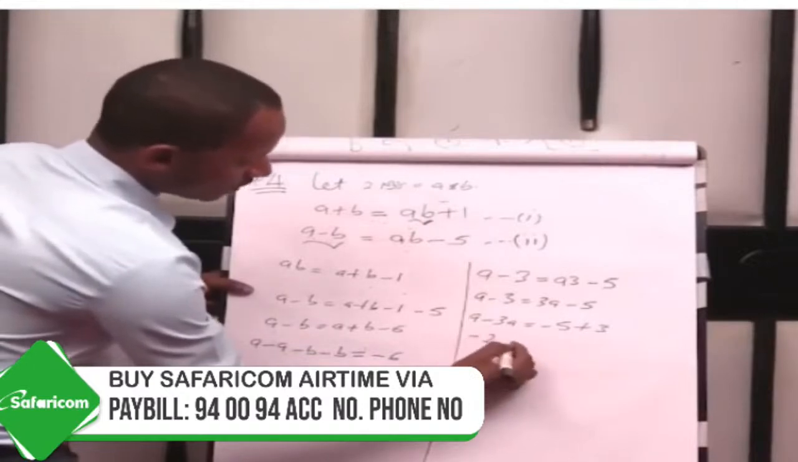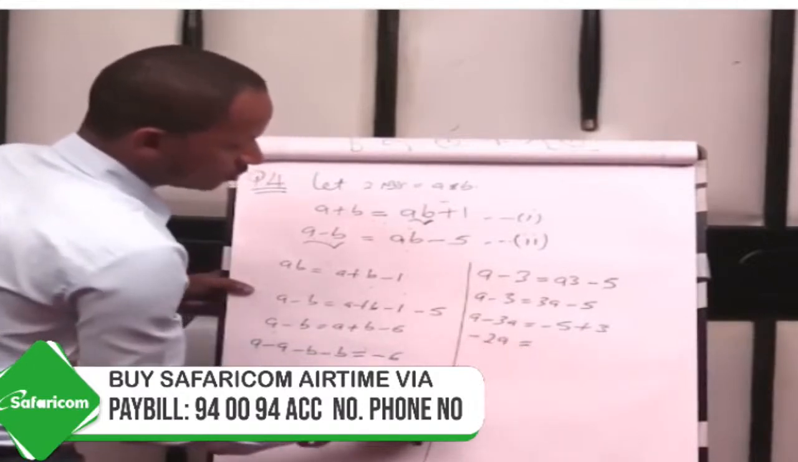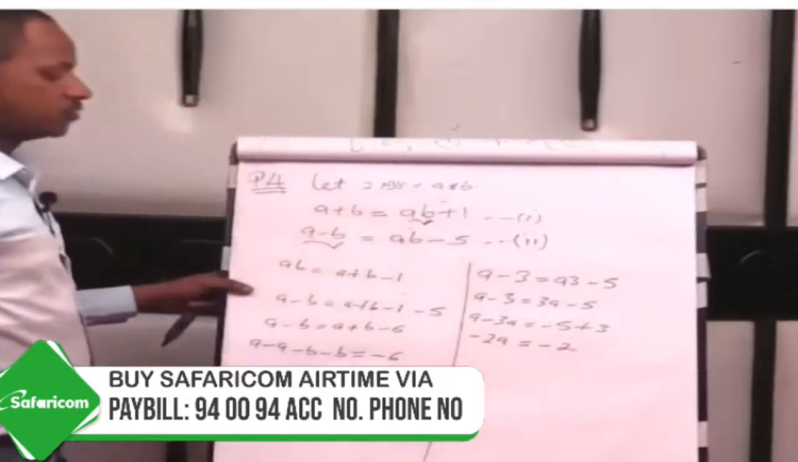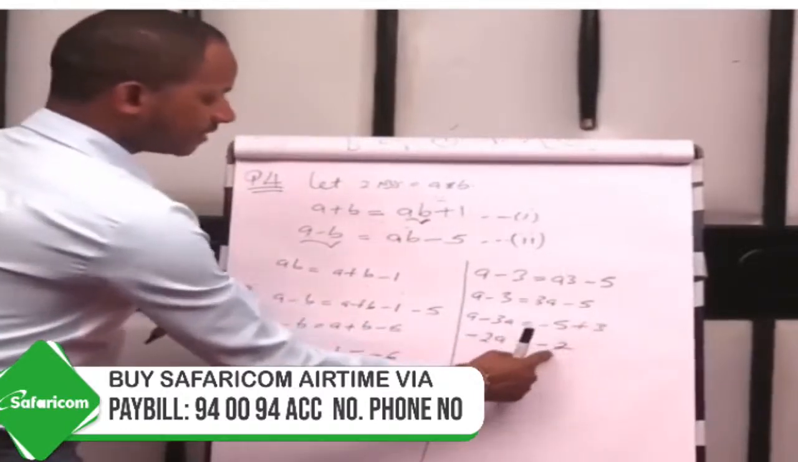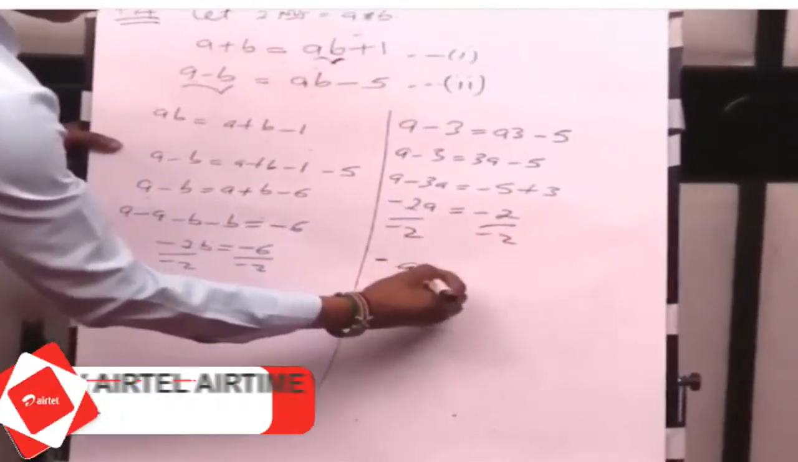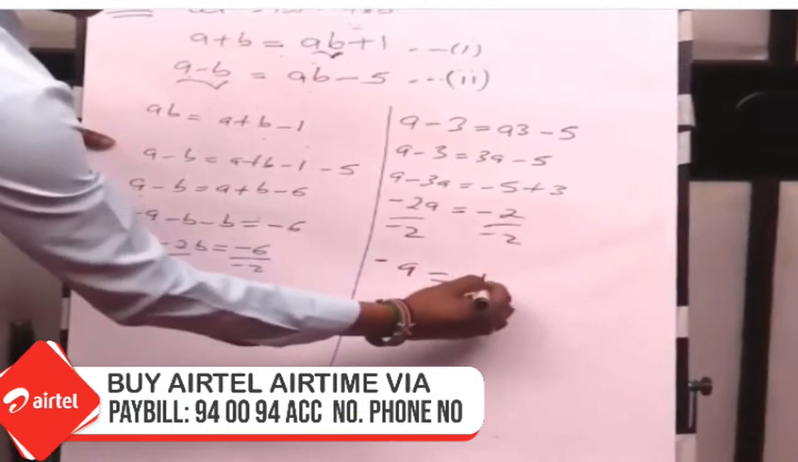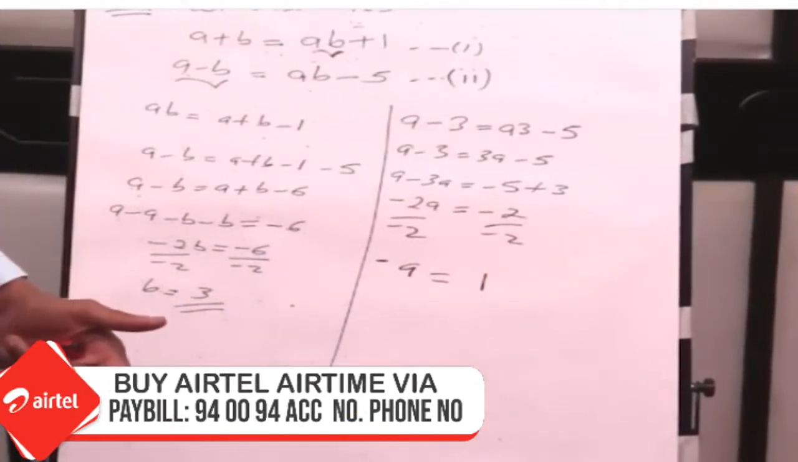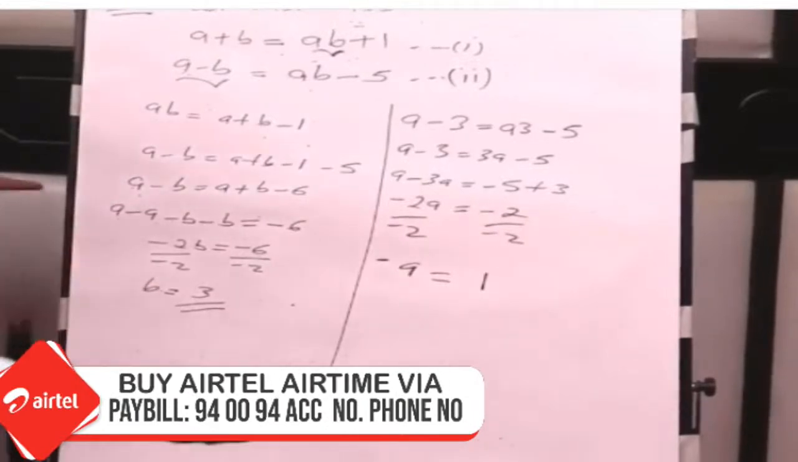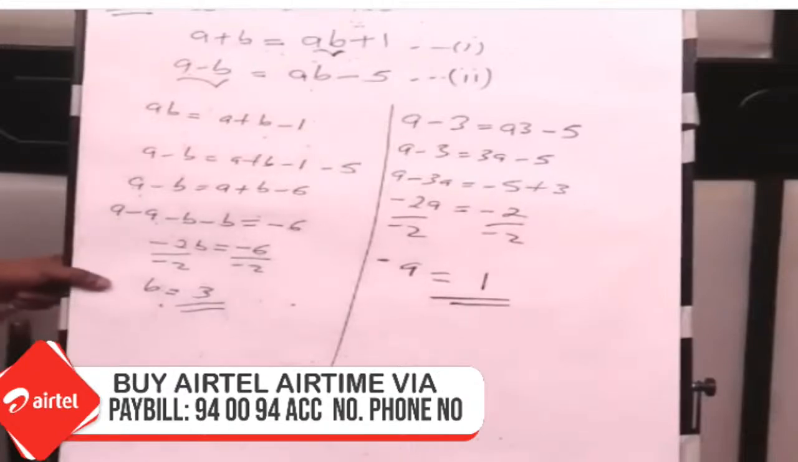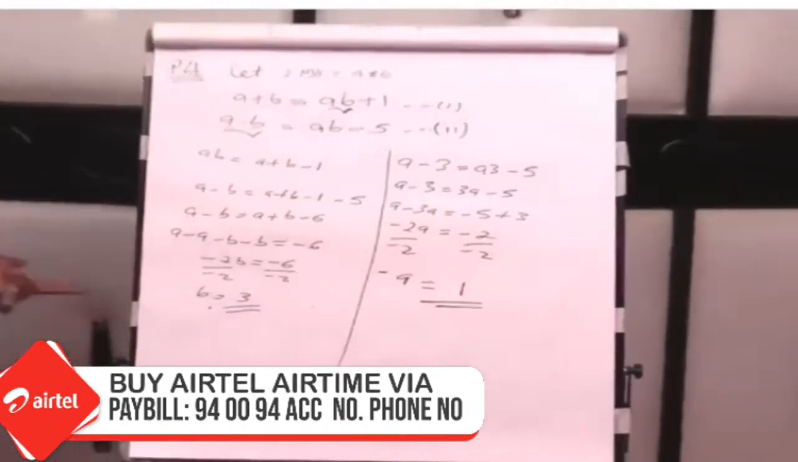So minus 2A equals minus 2. 3 minus 5 is minus 2. Divide by minus 2 on both sides. A equals minus 2 divided by minus 2, which is 1. Therefore, the question wants us to find the two numbers. So the two numbers: A is 1 and B is 3. As simple as that.